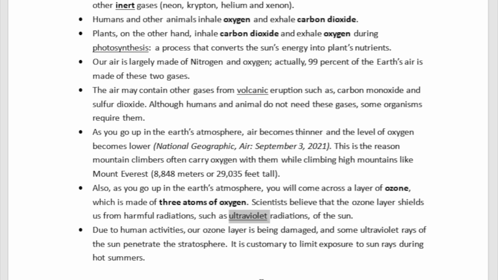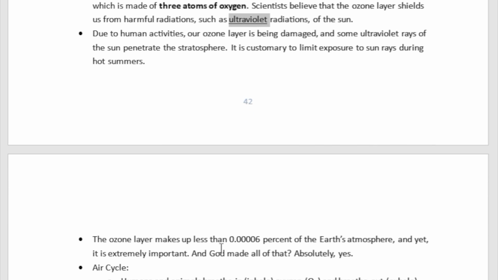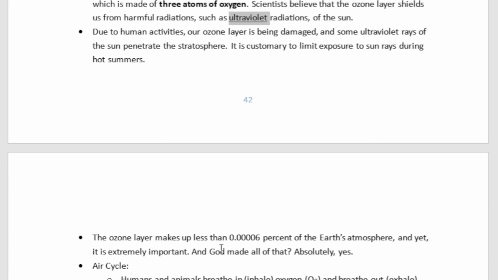And unfortunately, because we burn a lot of things, we are depleting the ozone layer on the Earth. And the ozone layer protects us from ultraviolet rays of the sun. So right now, when the sun is really hot, you want to make sure you stay in the house because it can be actually dangerous. Ultraviolet rays of the sun can be dangerous because the ozone layer is getting depleted.